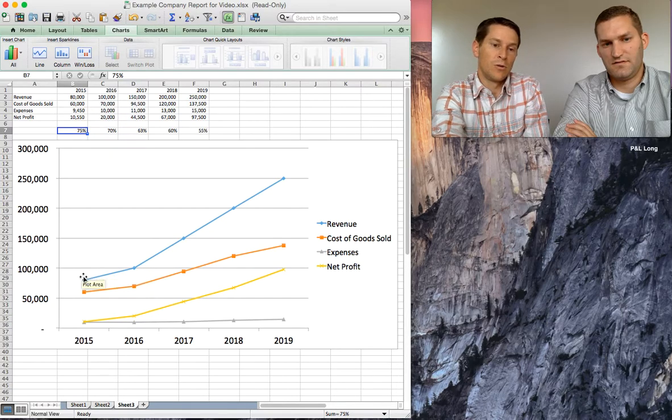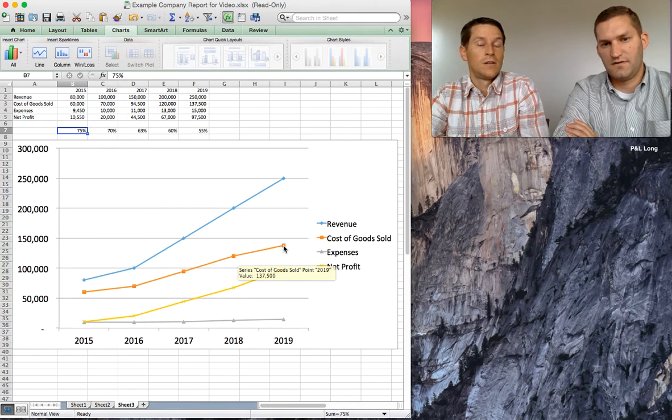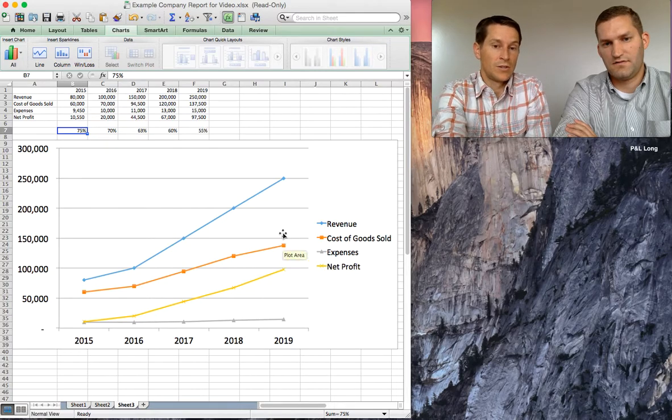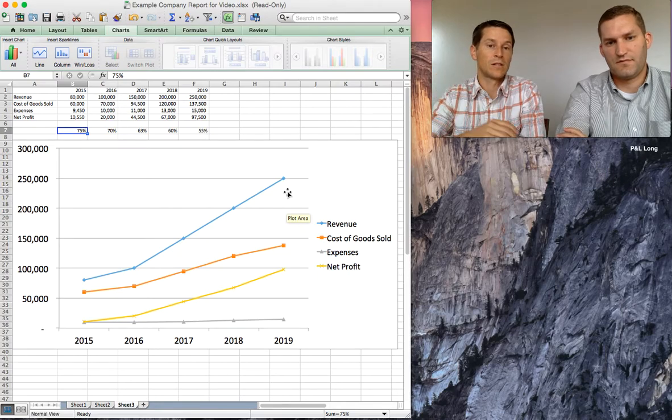We start out with lower revenue, lower net profit. Our cost of goods sold is 75% of our revenue. But as you can see, as the cost of goods sold goes down to 70% of the revenue, 63% of the revenue, 60%, and 55% is our goal for cost of goods sold in 2019. So as you can see, as we meet that goal, we have a bigger span between revenue and cost of goods sold, and the difference is almost going all directly to our bottom line.